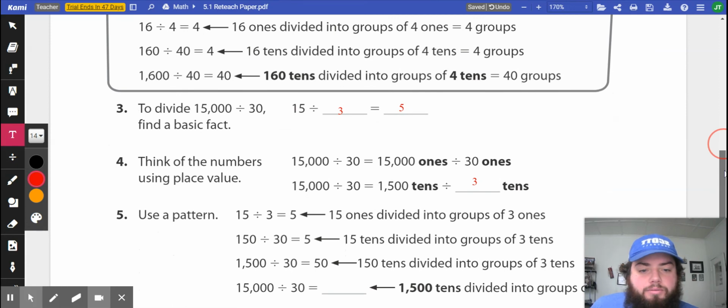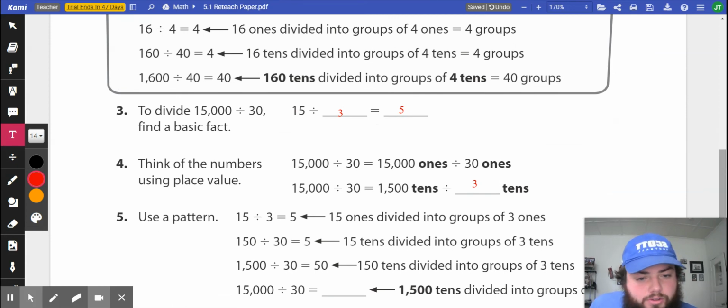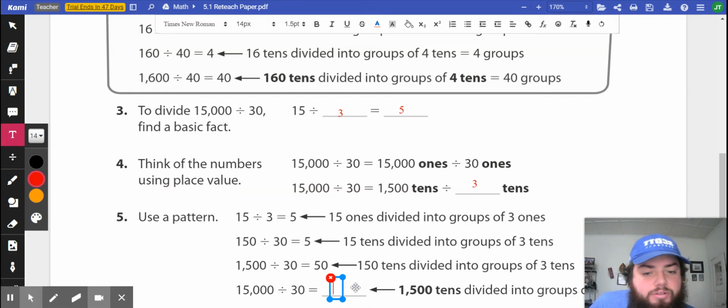So using that pattern, what is our answer going to be? Well, I know 15 divided by 3 is 5. 15 tens divided by 3 tens is still 5. 150 tens divided into groups of 3 tens is 50. So 1,500 tens, I need to add another 0. So that'd be 500.